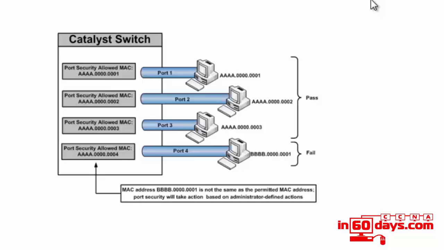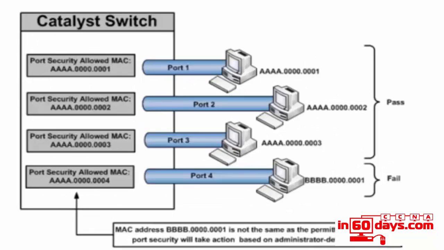Here's a diagram showing you the theory behind switch port security. You can see three of the ports have MAC addresses configured to be permitted through those ports. On port 4, the allowed MAC ends in 0004. However, a device with a different MAC address has tried to send traffic over the port and it's been blocked.